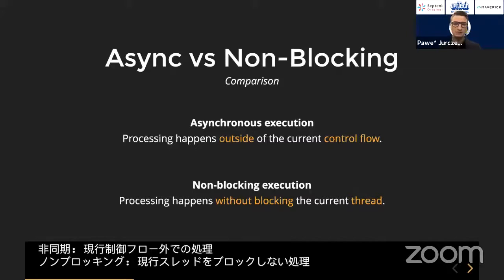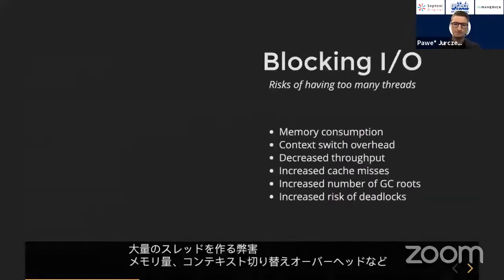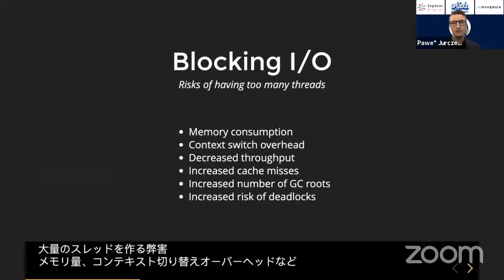Non-blocking, on the other hand, means that we don't block the underlying thread for the time the operation is performed. Okay, why do we even have to care about non-blocking IO operations in the first place? What is the problem with blocking IO operations?